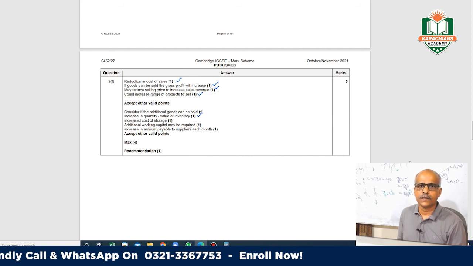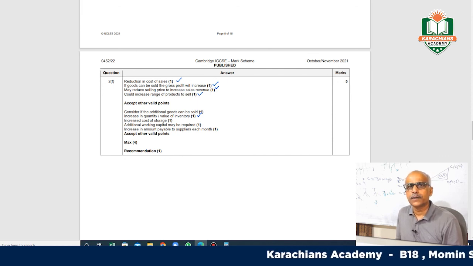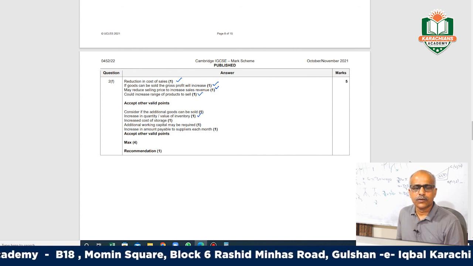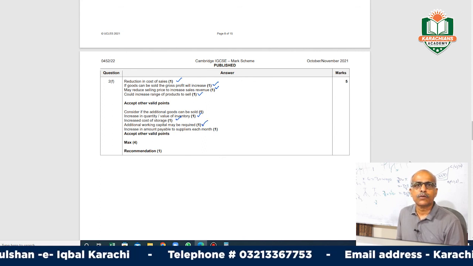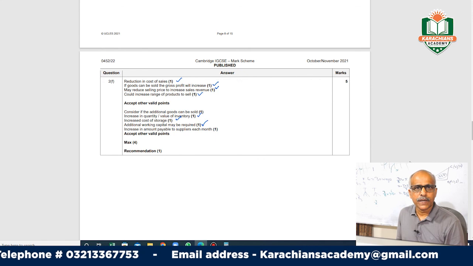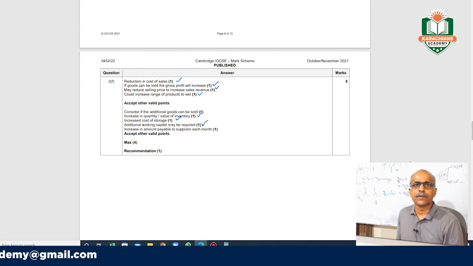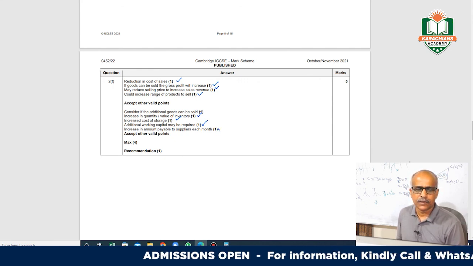Increased cost of storage. This I did not mention, but exactly, when you have more inventories, your storage cost will increase, if you are storing your materials in rented premises or with a third party like DHL. Additional working capital will be required. Yes, a huge amount will be stuck in stock. For running the business and paying your current liabilities, you will be needing money. Increase in the amount payable to suppliers each month. Yes, this is also the same thing.